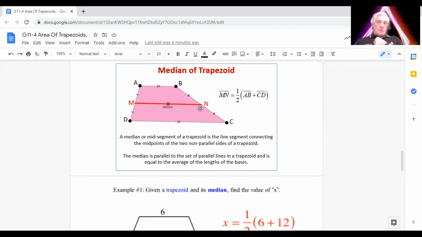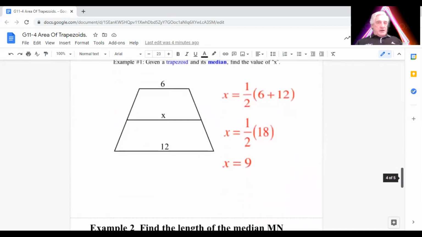From AIA, does this angle look equal to this angle? And they're not AIA, what are they? That's right, they're corresponding angles. From here to here is corresponding. So we now know MN is parallel to DC. It's also parallel to AB, right? And it's half. You take AB, you take base 1, you take base 2, you divide by 2, and you get the median of a trapezoid.